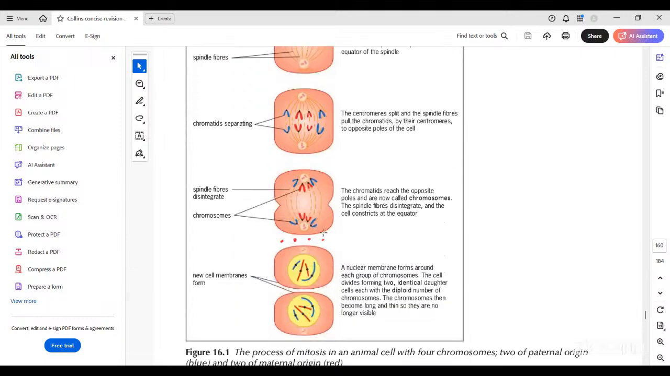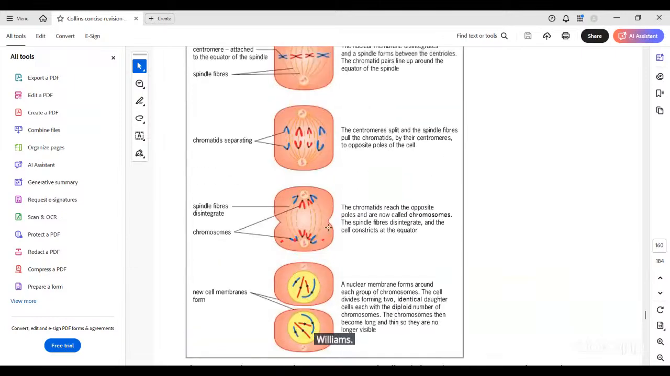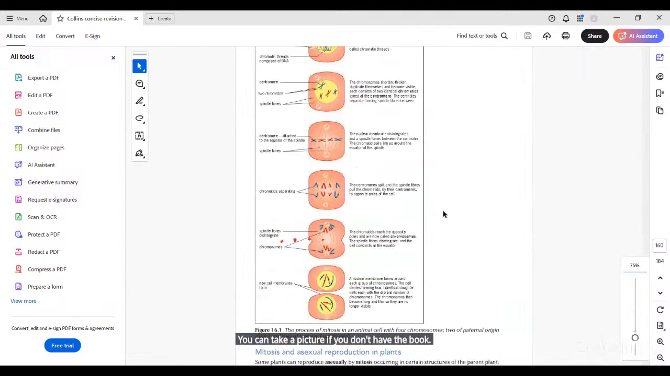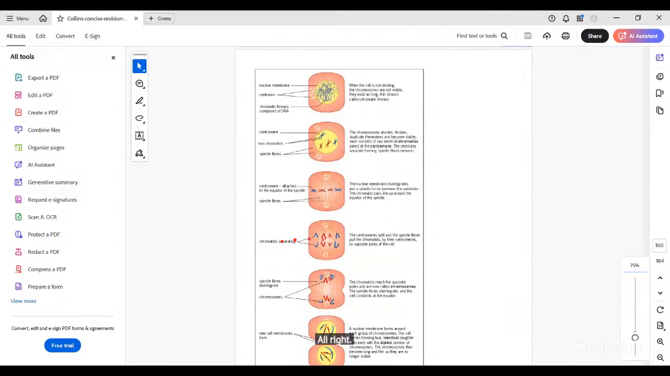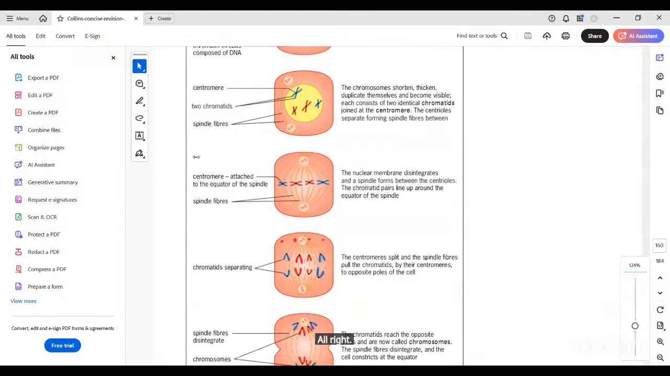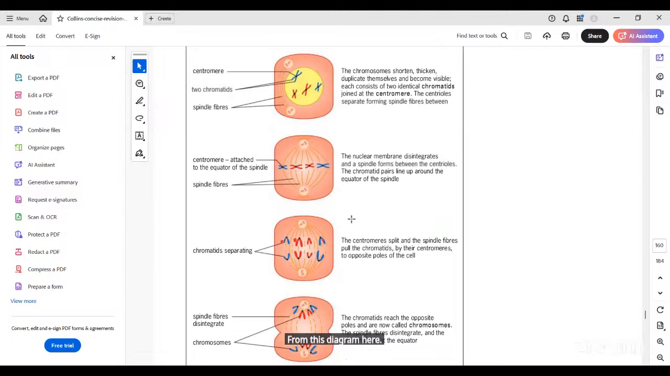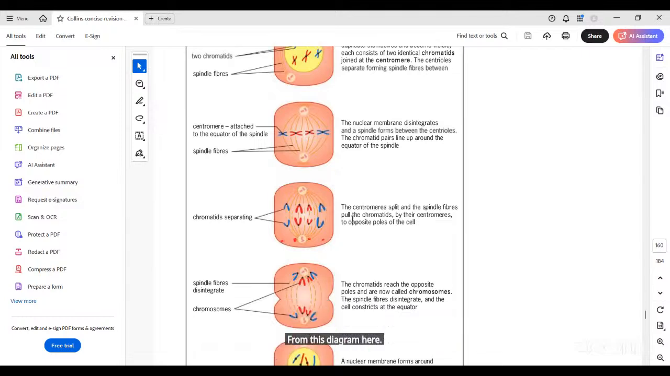So this is something we definitely have to read after. You can take a picture if you don't have the book. If you have the book, you can read it. Is there anything you don't understand so far from this diagram here? All good.